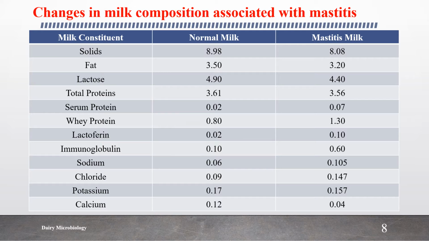Next is changes in the composition of milk which are associated with mastitis. In mastitic milk, the percentage of solids, fats, lactose and total proteins decreases, but there is an increase in the concentration of sodium and chloride content of milk.